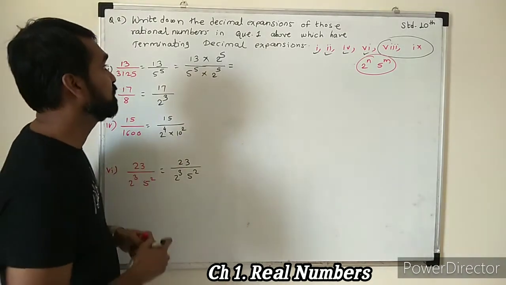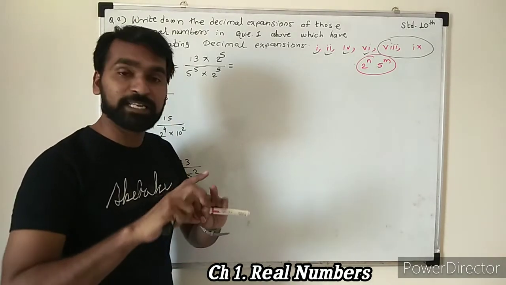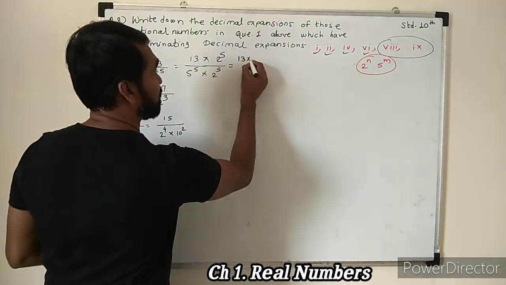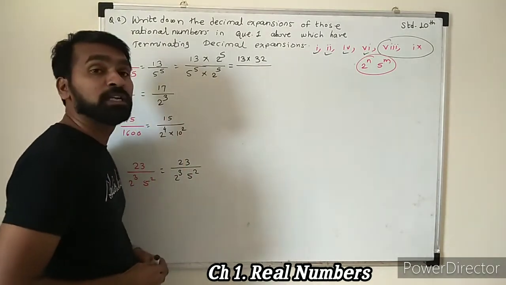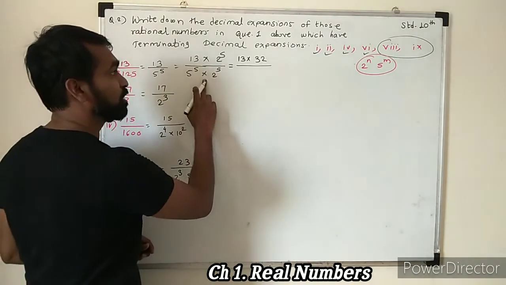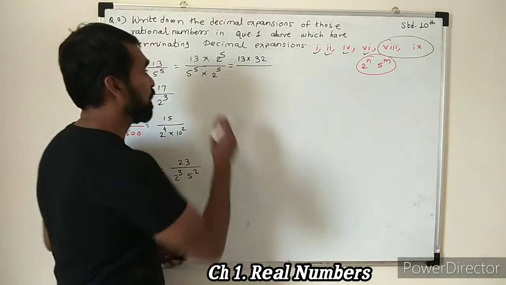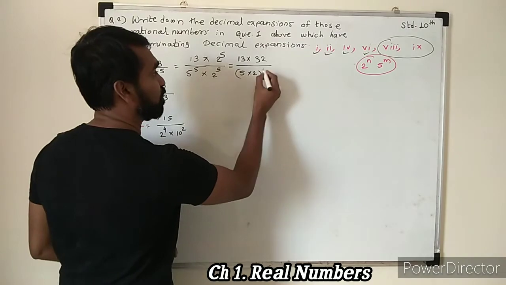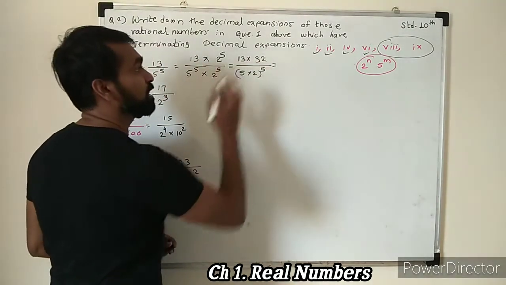And then solve. See, 2 raised to 5 means what? 2 twos are 4, 4 twos are 8, 8 twos are 16, 16 twos are 32. So 13 multiplied by 32. 2 raised to 5 means 32. And next, the denominator 5 raised to 5 you multiply by 2 raised to 5. Now you see the powers are both the same, right? So when the power is the same, the bases get multiplied, that is 5 multiplied by 2, and you write the power, that is 5. Okay, then see 13 multiplied by 32.